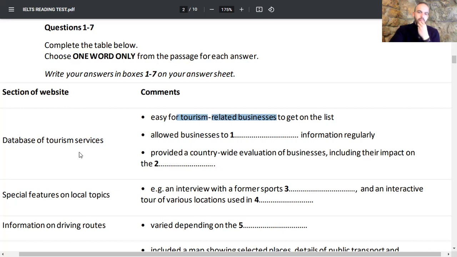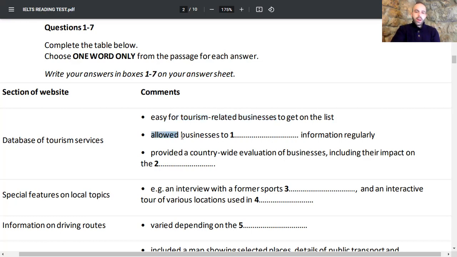So when I come to here, it says database of tourism services, easy for blah, blah, blah, allowed businesses to information regularly. To what information regularly? So what kind of information? So I expect that number 1 is a verb because after "to" comes a verb. So this database of tourism services allowed businesses to blah, blah, blah, information regularly.